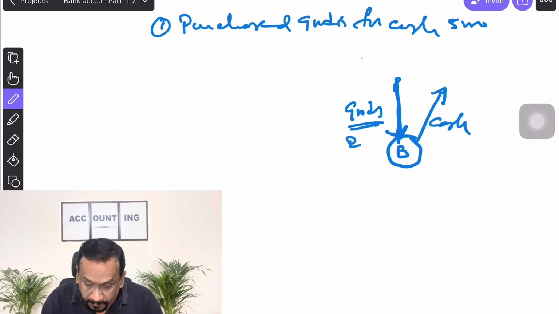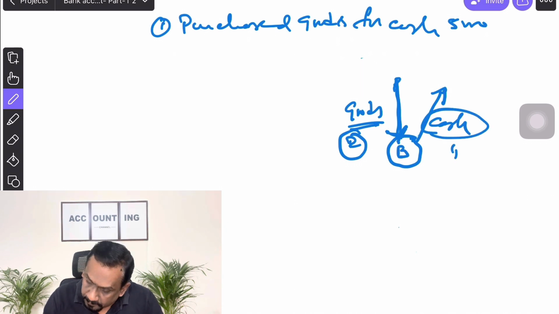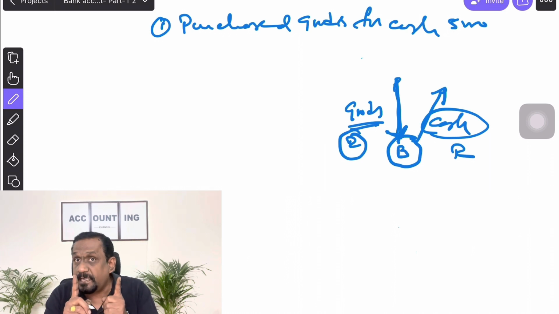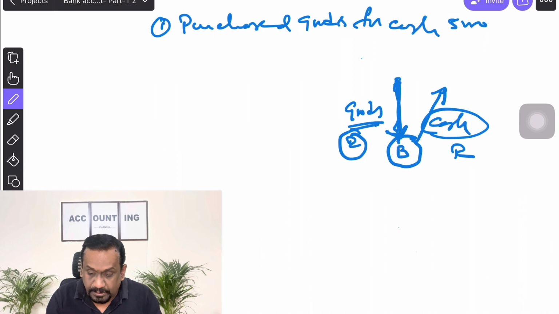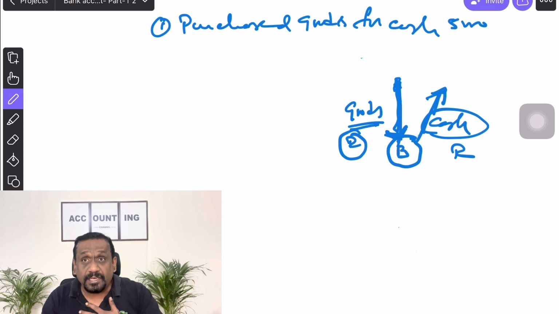Goods comes under what type of account? Real account. Cash comes under what type of account? Real account. Goods, as I said in the previous video, as long as goods are in my inventory, will be treated as a current asset and will come under real account. Hence it is a real account. So goods comes in and cash goes out. What is the real account principle? Debit what comes in. Credit what goes out. Here what is coming in? Goods. So debit what comes in. Goods comes in, so I need to debit goods.